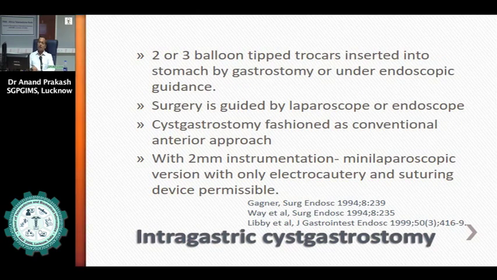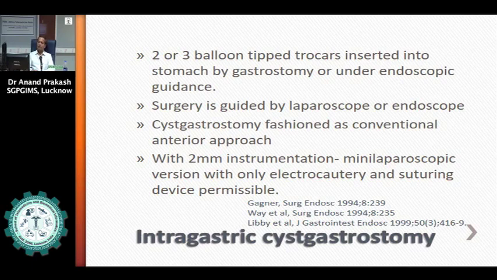The instrument is placed directly into the stomach through this balloon-tipped trocar, because the balloon works as a hitch which hitches the anterior gastric wall to the anterior abdominal wall. The surgery is guided by the laparoscope and/or endoscope, but nowadays most intragastric gastrostomy is performed by laparoscope. Then the cystgastrostomy is fashioned by the conventional anterior approach, as approached by the open method or by the laparoscopic method.